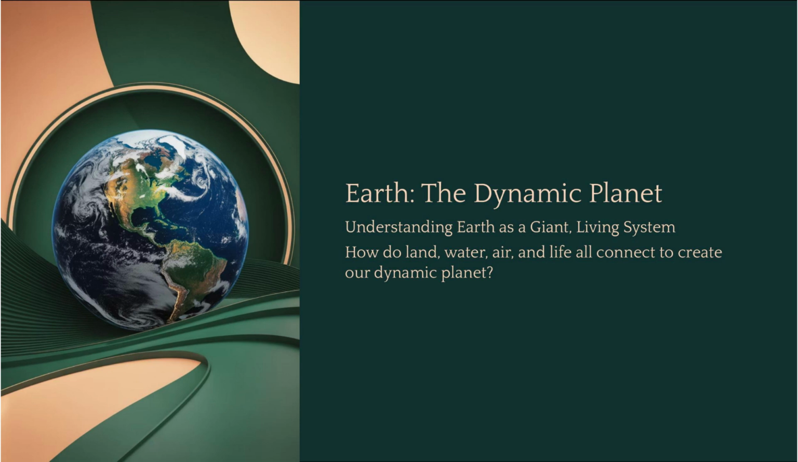When you look at a picture of Earth from space, it looks calm and peaceful, but it's actually a buzzing, active, incredibly complex place. It's not just a dead rock, it's a dynamic system. Think of it like a giant, intricate machine. It has moving parts, the land, the water, the air, and every living thing. And they are all constantly interacting, all connected. We're going to figure out how that machine works.